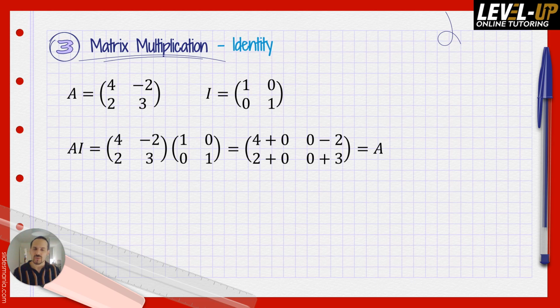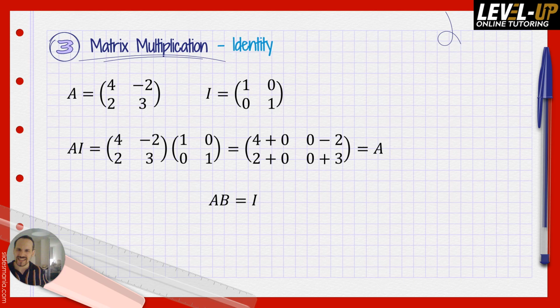And it doesn't matter which order you do it in either. So say if I did A times I or I times A, because I is the matrix that essentially does nothing when you multiply by it, it will still just come out to A. So that's a very important matrix that you need to be familiar with. There's this matrix that does nothing. And it has very, very important applications when it comes to finding the inverse of a matrix, which we'll look more at in the next lesson.